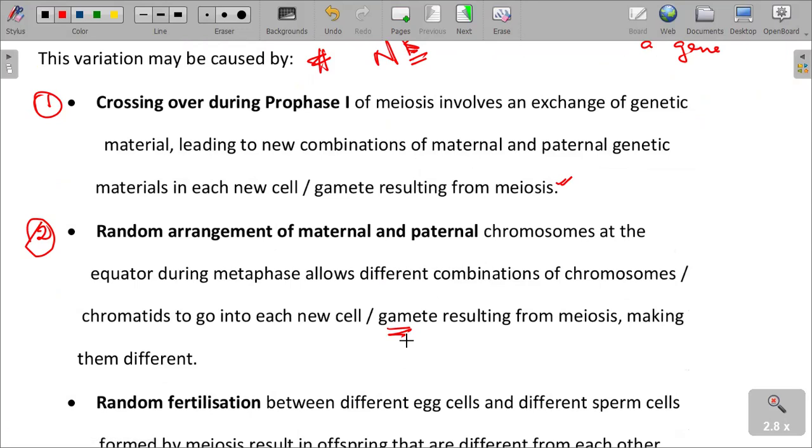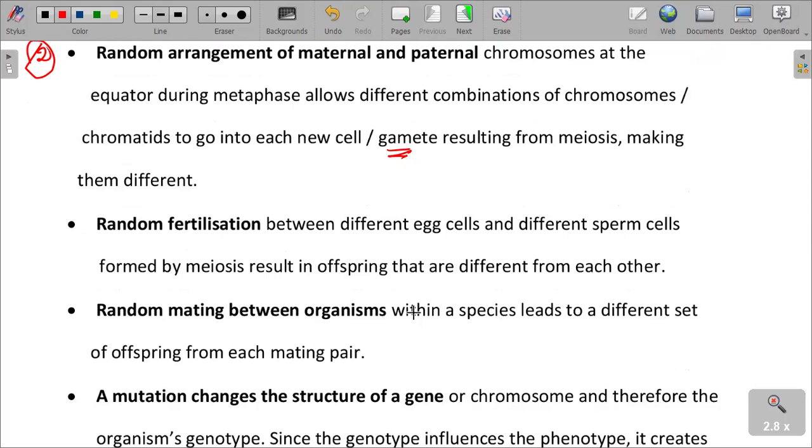So can we understand that random arrangement of maternal and paternal chromosomes, which occurs during meiosis at metaphase, allows a new combination of chromosomes or chromatids into each new cell. Therefore, new gametes are formed, which also makes them different from the parental gametes that we have. So we have number three, random fertilization.